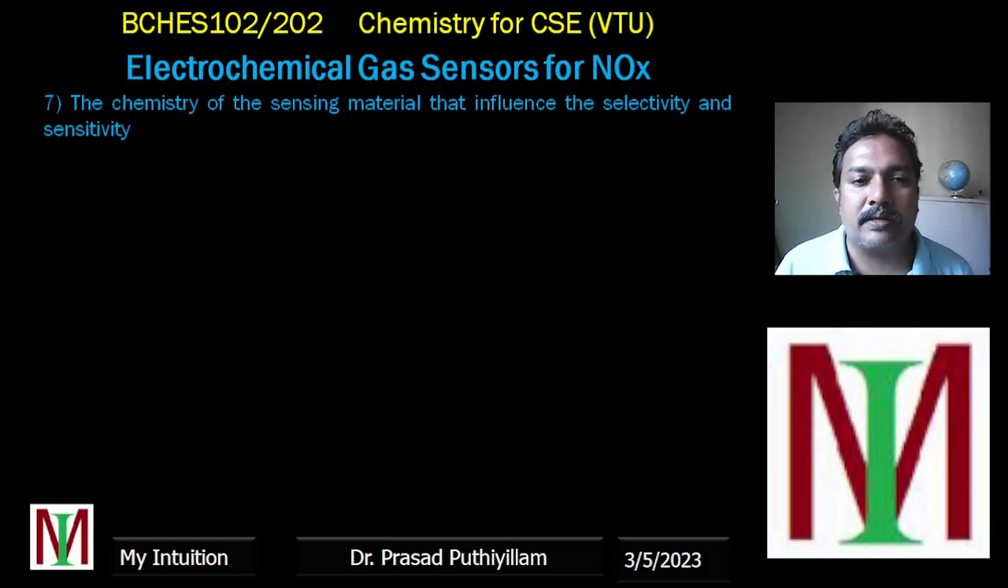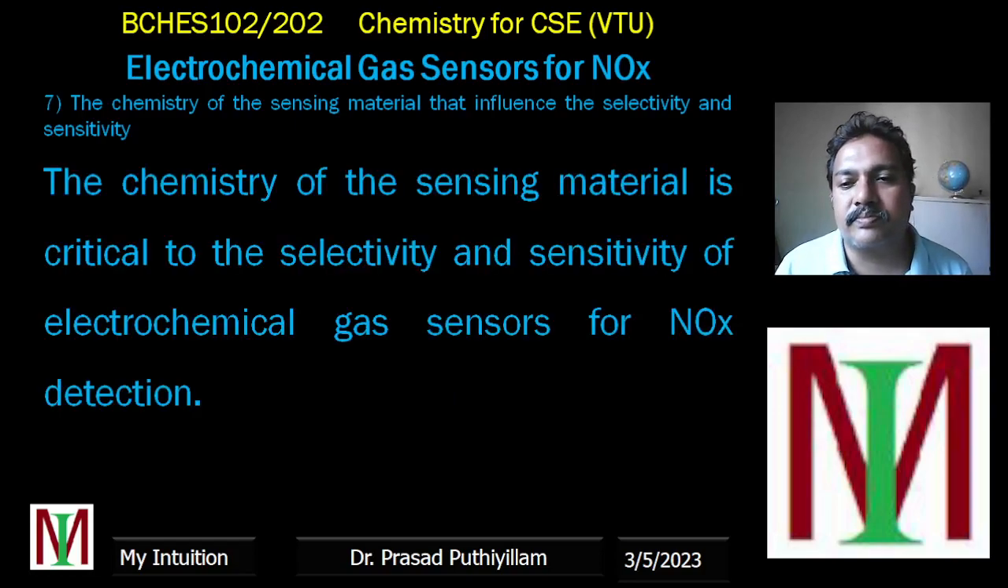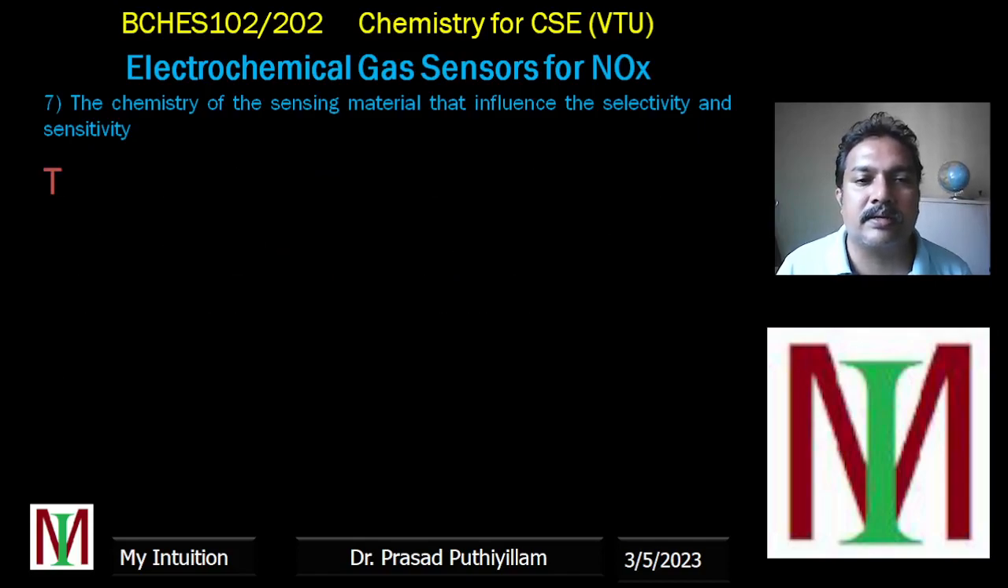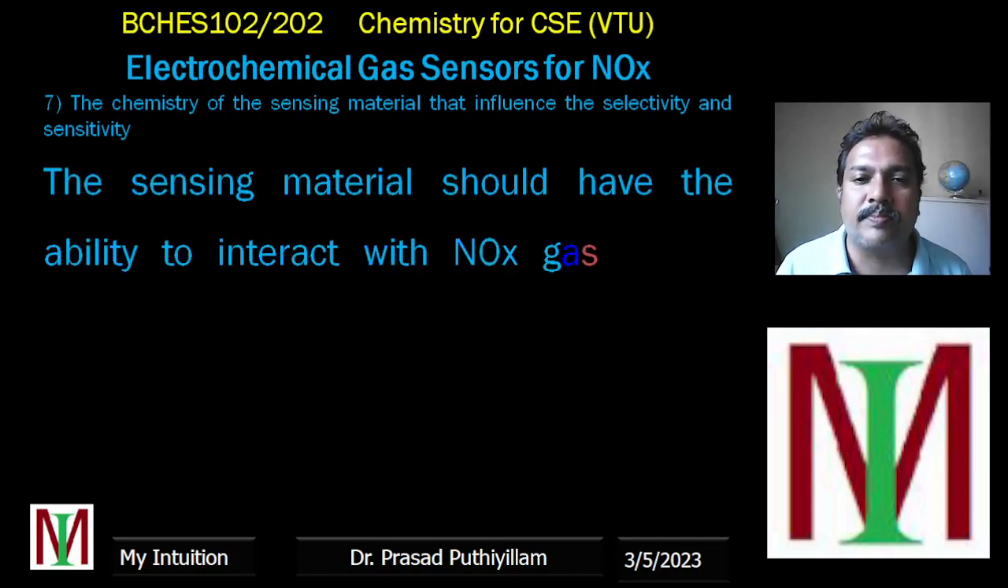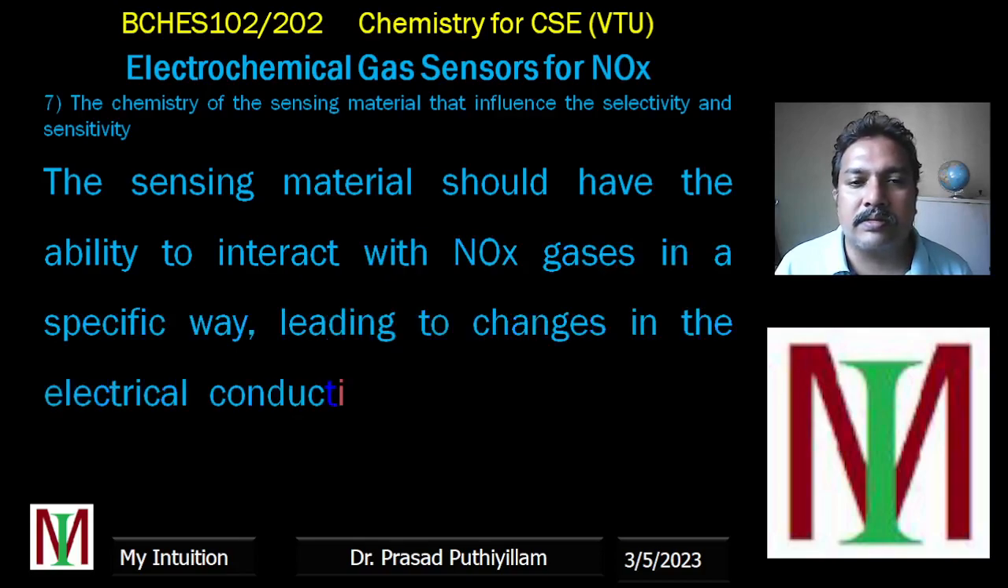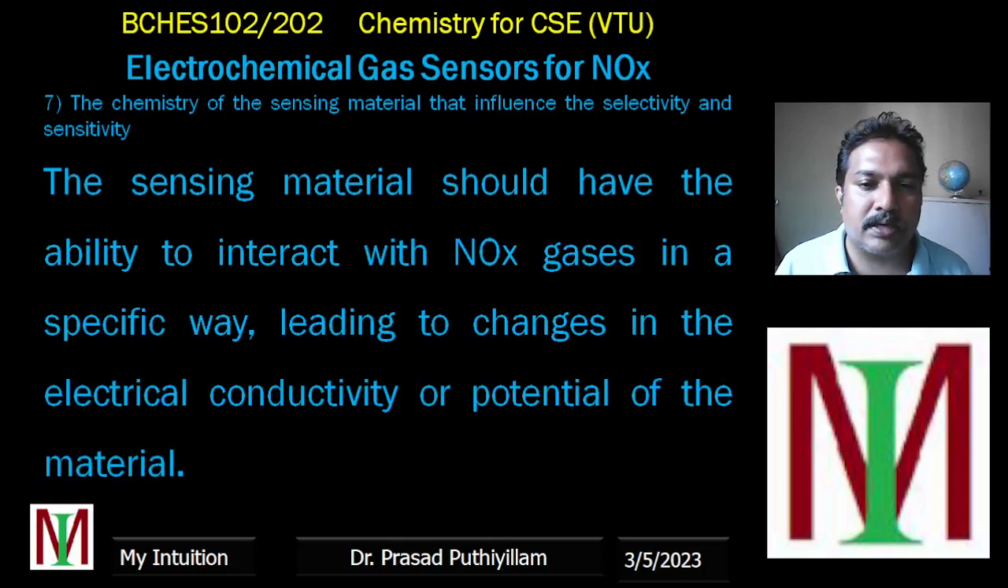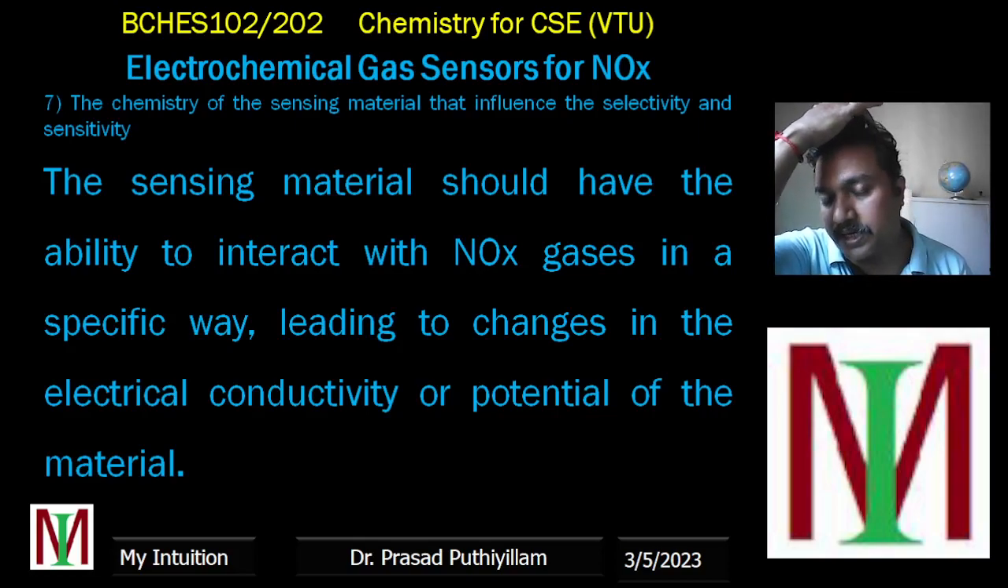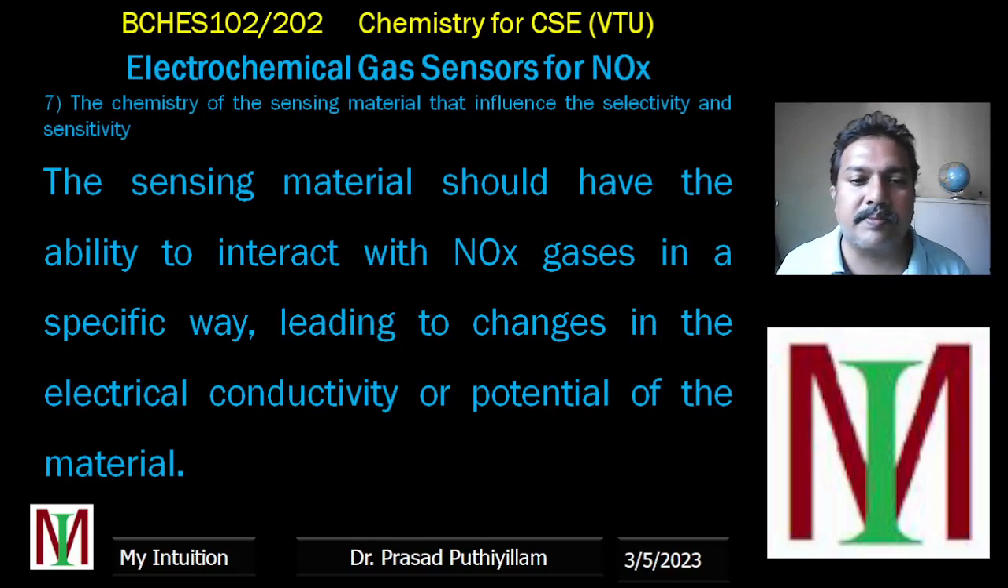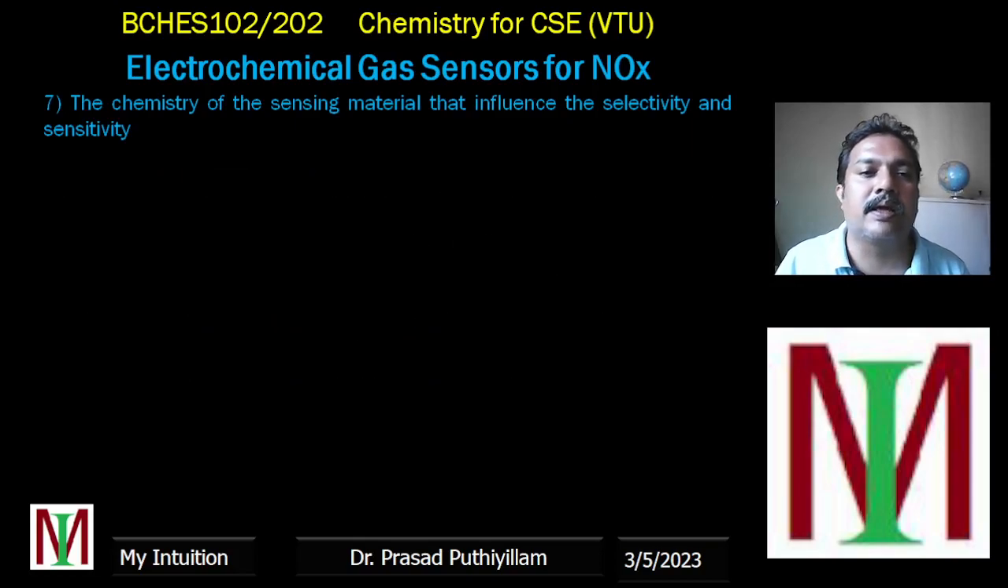Simply reading, let's check the previous one. Chemistry of sensing material is very critical. You should know the chemistry behind it. The material that we use for sensing should have a very good interaction with the target, that is oxides of nitrogen, in a very specific way. That is a very good challenge for us to get a better electrical conductivity or potential of the material.